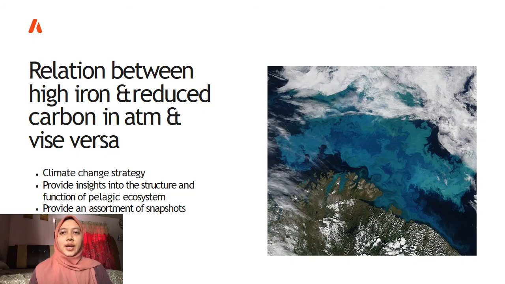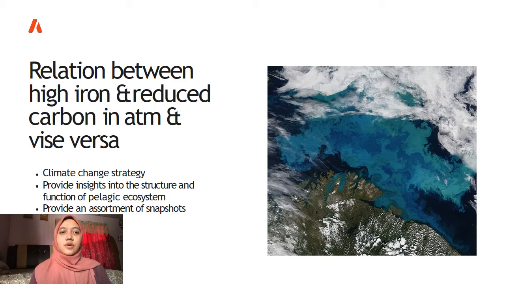One could relate high iron and reduced carbon in the atmosphere and vice versa in the context of increasing global, social, political, and economic concerns associated with rapid climate change. It is necessary to examine the validity and usefulness of OIF experimentation as a climate change mitigation strategy. Furthermore, OIF experiments have provided insight into the structure and function of pelagic ecosystems that cannot be acquired from observational cruises alone. Non-OIF observations provide an assortment of snapshots from which only an incomplete image of the processes involved can be rendered.